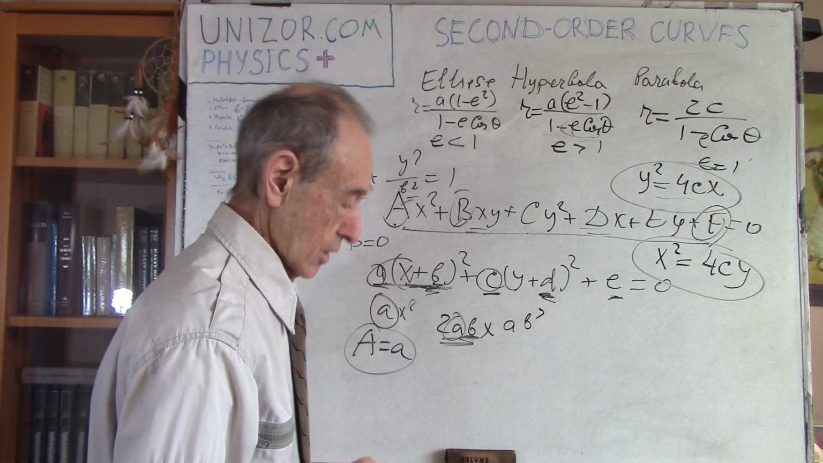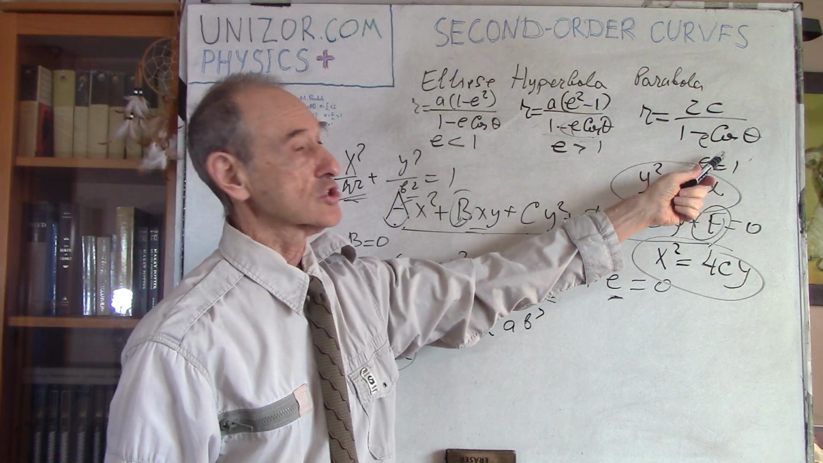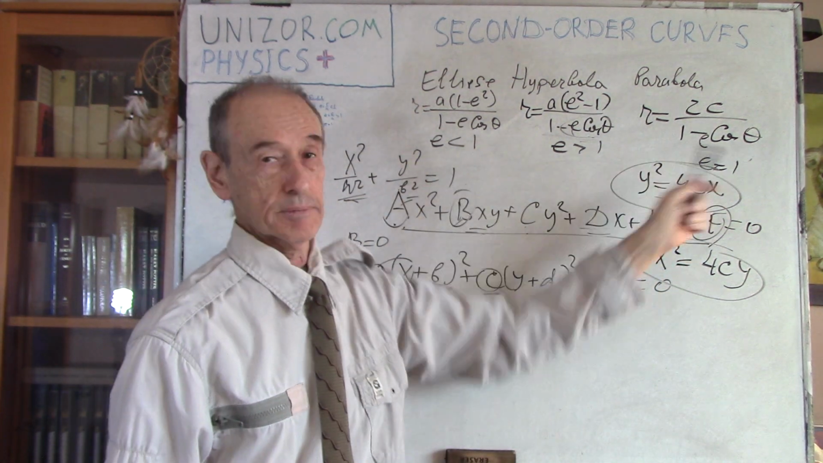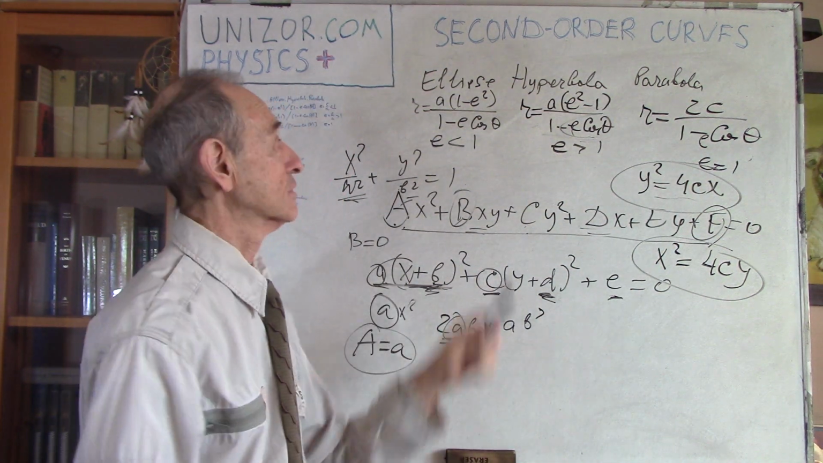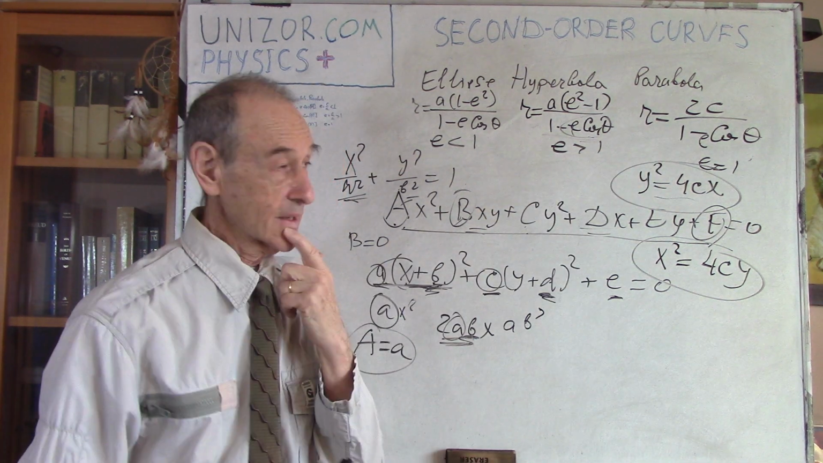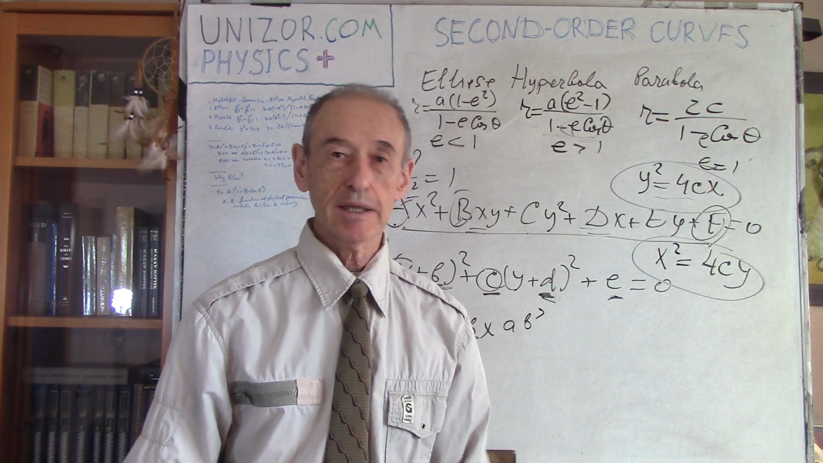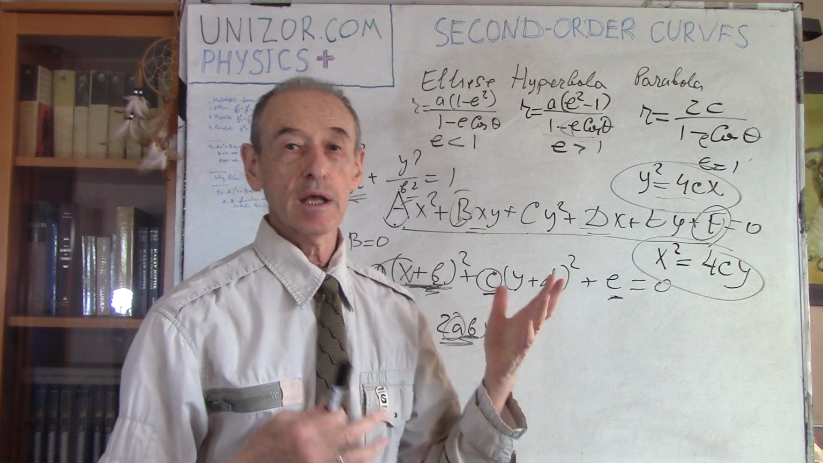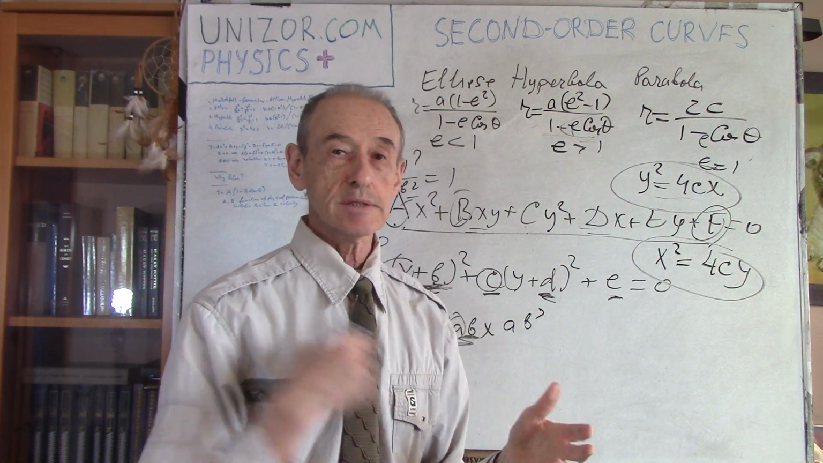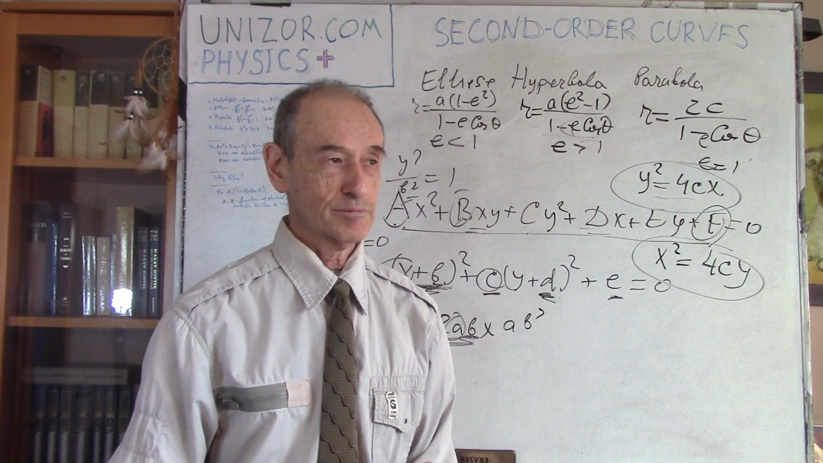Well, that's it. So my point was to say that a polar representation of any second order curve looks like this. And in the next lecture I will derive that in polar coordinates the trajectory would be one of these, which basically proves that any trajectory of a planet or a comet or anything is one of these three types: ellipse, hyperbola, or parabola.